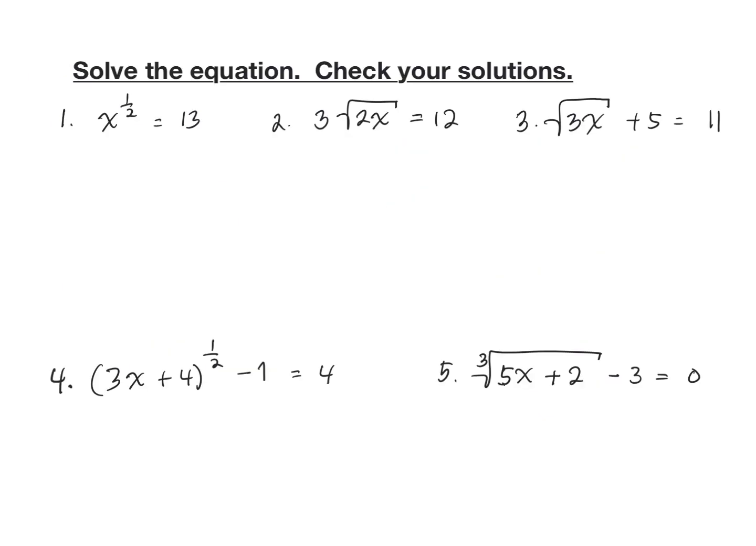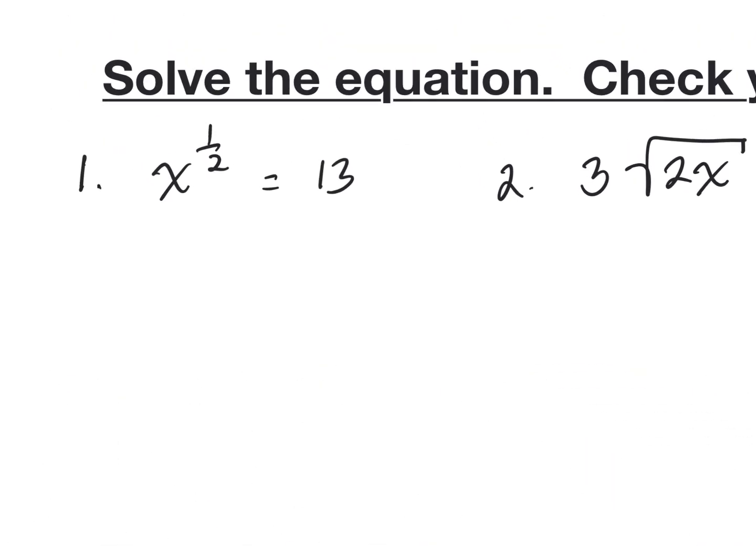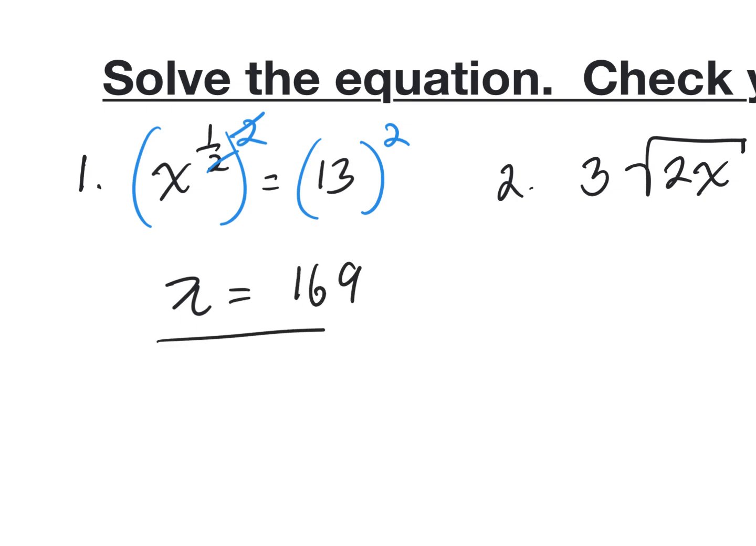Solve the following equation. Check your solutions. Okay, so let's go for number 1. The very first thing I'm going to do is raise both sides to the power of 2. That is to cancel the exponent into 1. So what is left now here is going to be x, and 13 squared is going to give you 169.